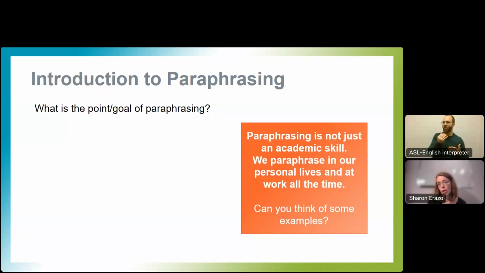what they've told you. We may also paraphrase when you're explaining something to someone and you're trying to simplify it and help them see the specific points for a specific purpose. So the idea here is we paraphrase all the time, but specifically we're also going to be talking today about paraphrasing in academic writing.